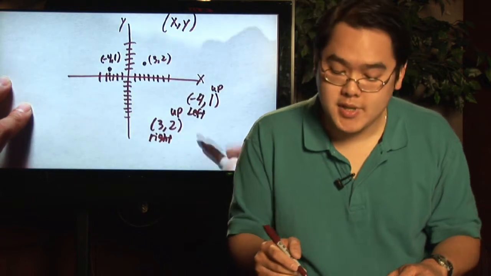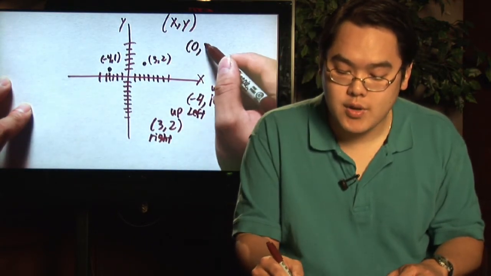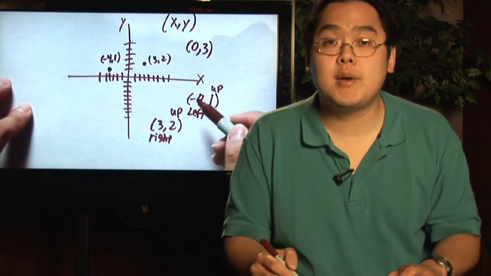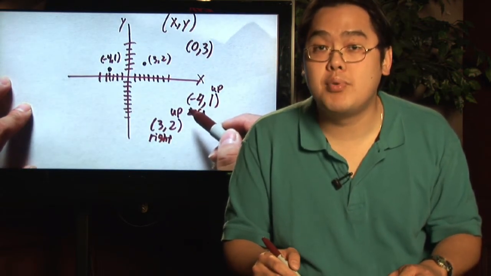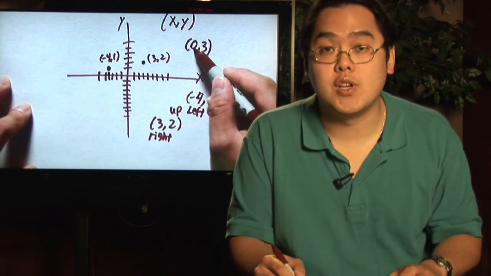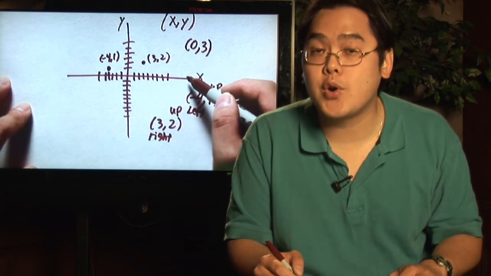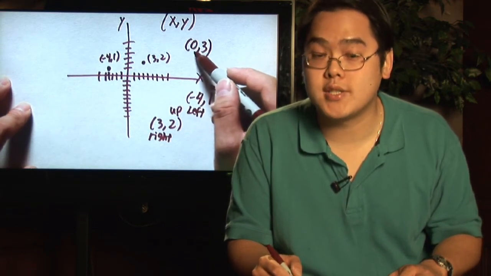Now, one more case. Suppose you want to plot the point 0, 3. Now, anytime you have a 0, that tells you to stay put. You go on the other axis. So, for example, with 0 on the x-coordinate, that means you do not move on the x-axis. You stay where you are. You don't go anywhere horizontally.